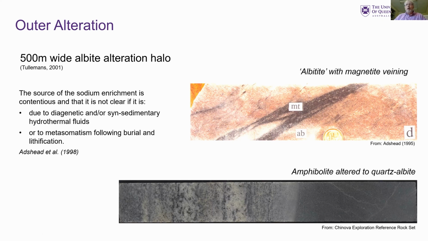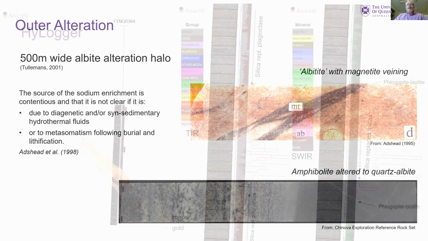And so in this case, the albite, and presumably it's got some sort of iron oxide dusting through it, comes across as that orange sort of colour. So that's basically what you're going to see in the outer alteration halo. I should say, the sodium enrichment there, or at least when Adshead was writing one of the main papers on this for the OHM back in 1998, there was some discussion about whether all the albite in this system here was related to sodium from metasomatism or from sodium that came in as a diagenetic or syn-sedimentary component.